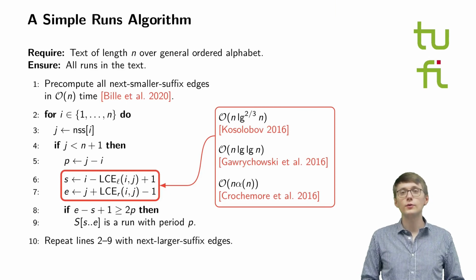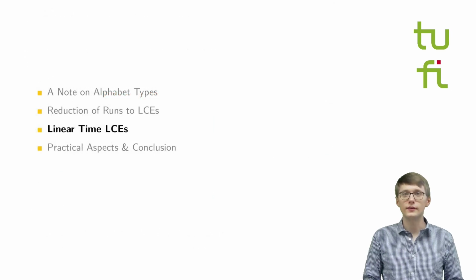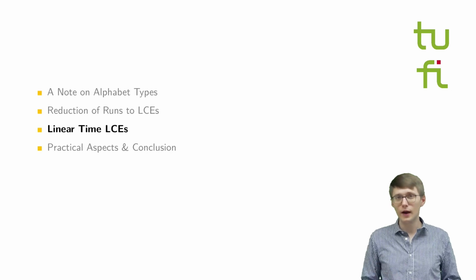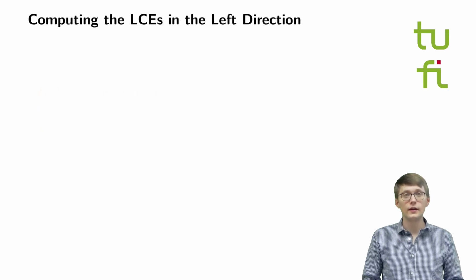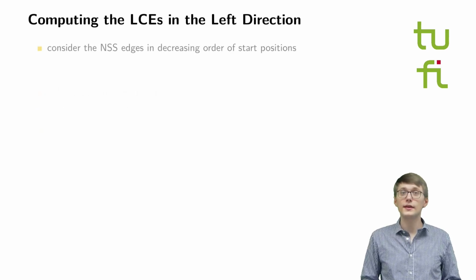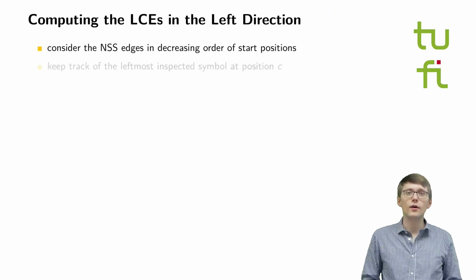Now I will present our new linear time algorithm for computing the LCEs. In the presentation, I will only consider the left direction. Our algorithm for the right direction is quite similar, but it has some subtle technical differences. For the left direction, we consider the next smaller suffix edges in decreasing order of their start positions. At all times, we keep track of the leftmost already inspected text position.